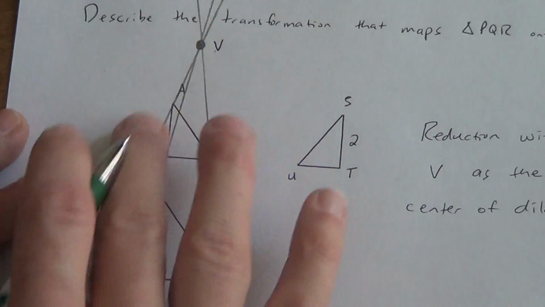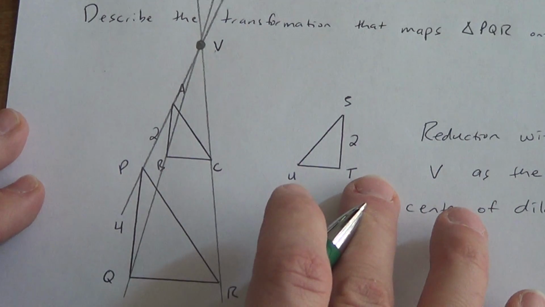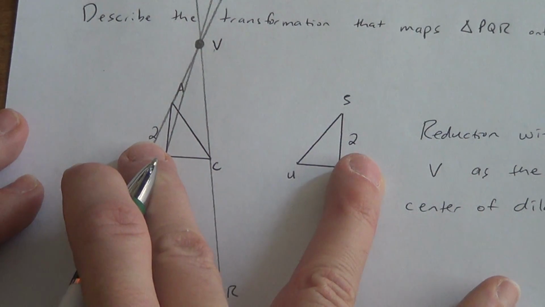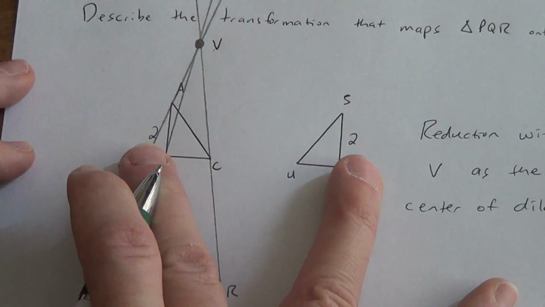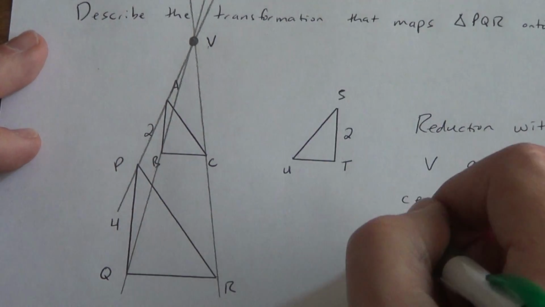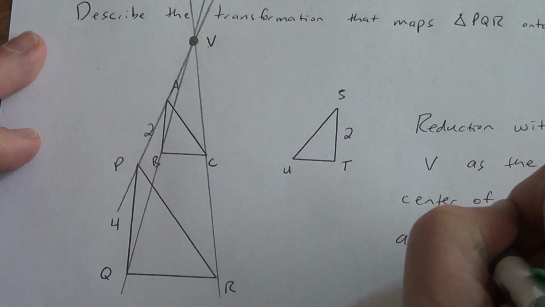Now, how did I get from ABC over to STU? Well, you'll notice the sides match up. So they're the same, so that's congruent. So this is one of the old things we learned. So it's a reduction with V as the center of dilation, and then, what is this?